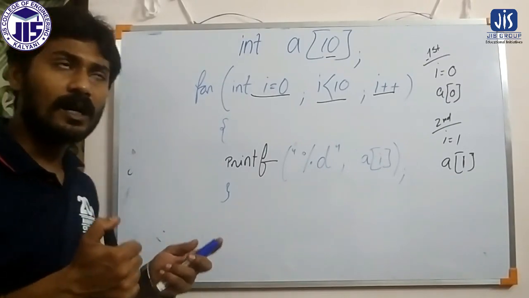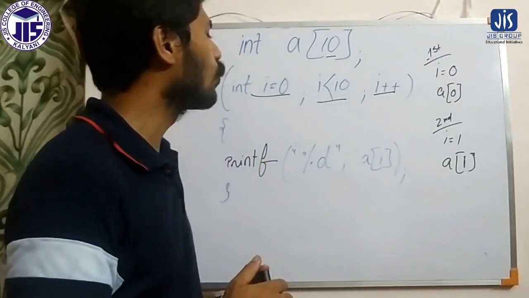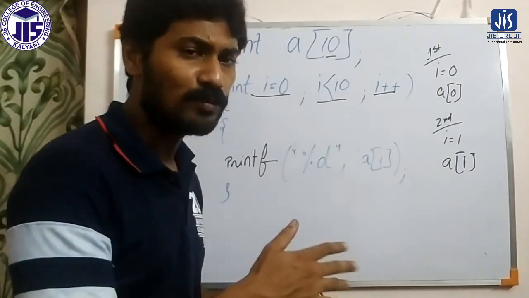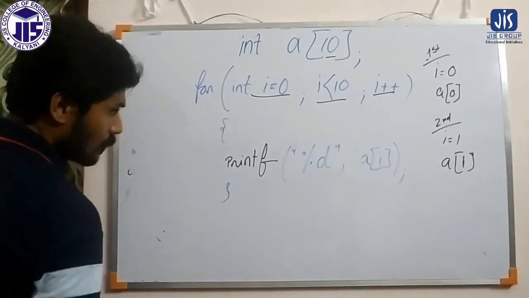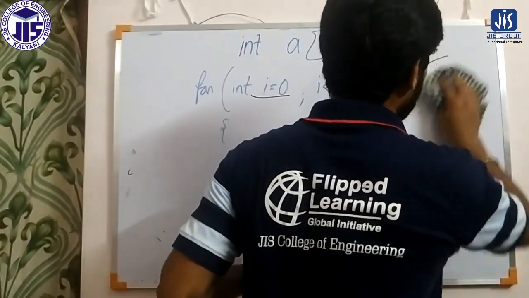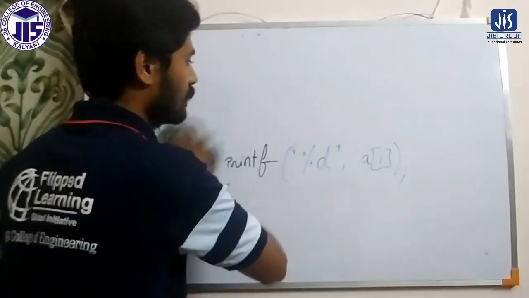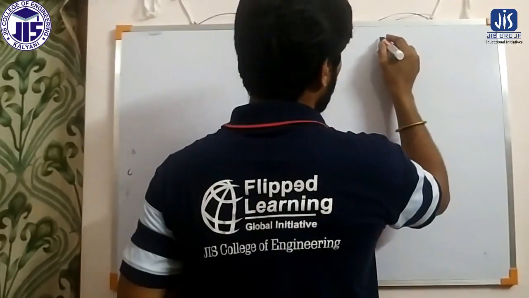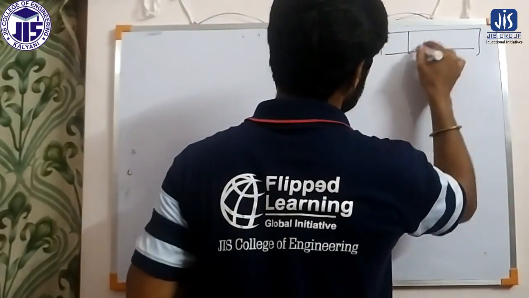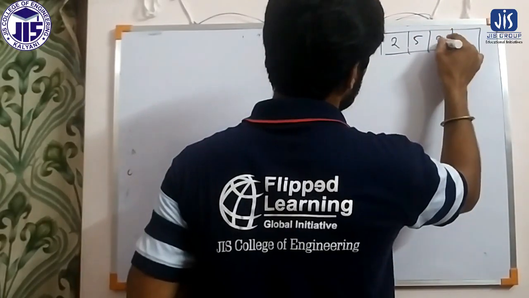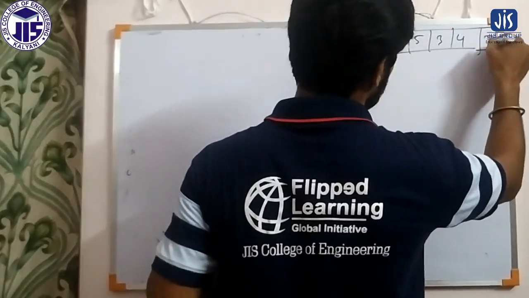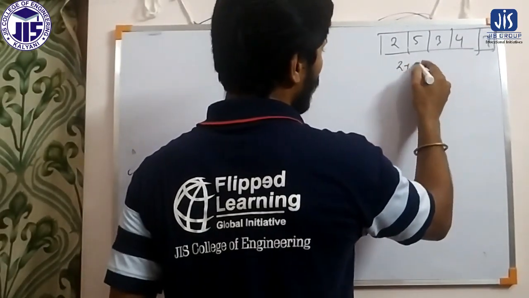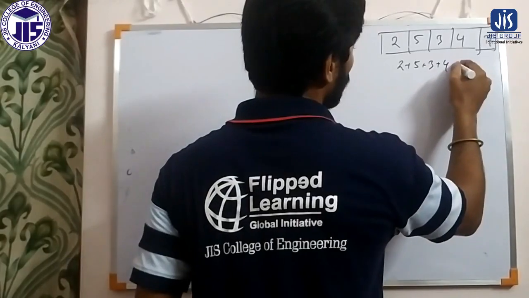Now let us execute a very simple program using an array to understand how we perform operations, except input and output, on the array using the position. Say we want to find the sum of the elements of an array. We have an array like this: 2, 5, 3, 4, 7. So you have to find the sum of this array: 2 plus 5 plus 3 plus 4 plus 7.